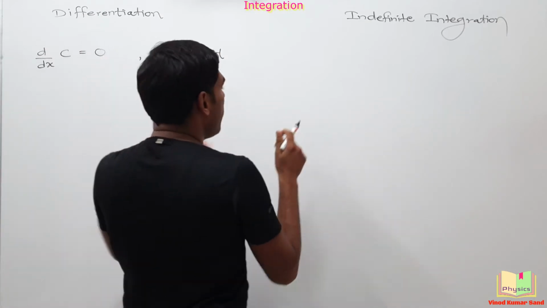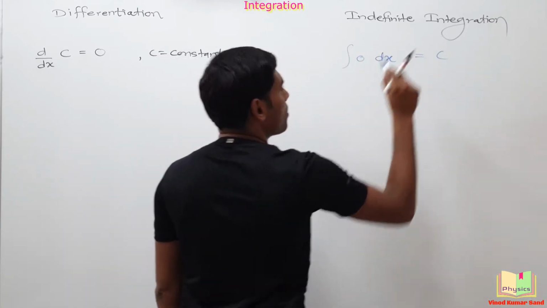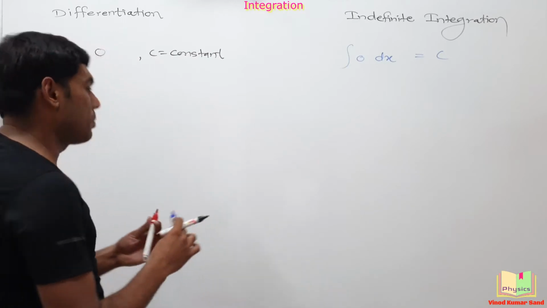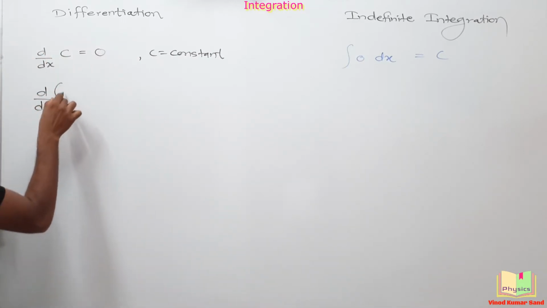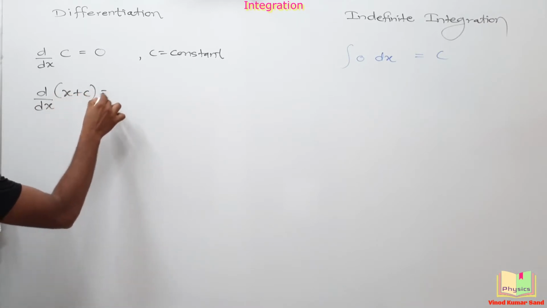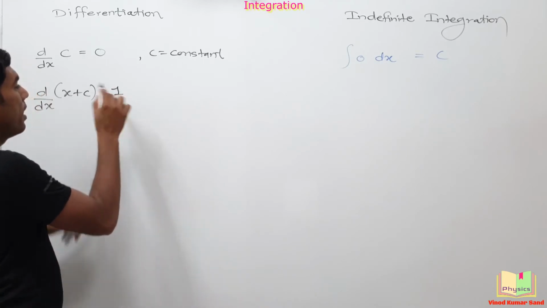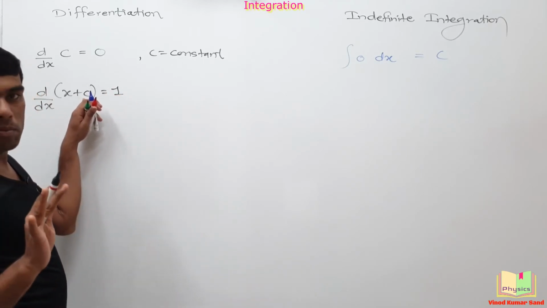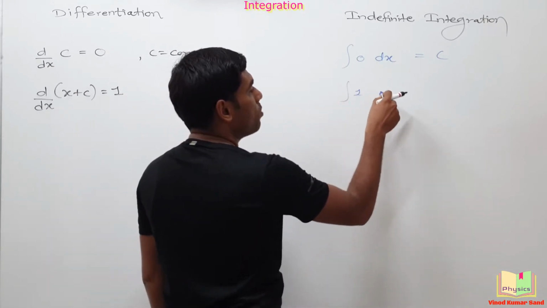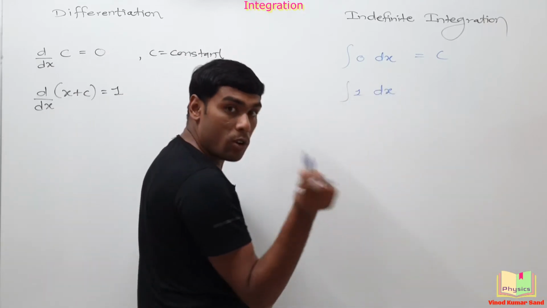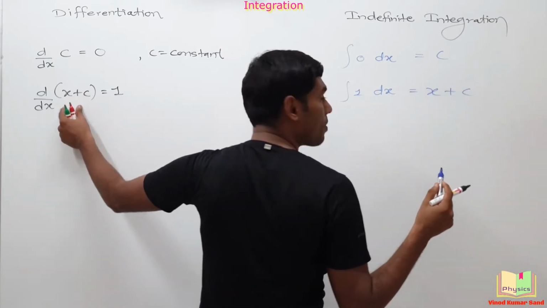Now, if you integrate this 0, your answer will be a constant. You'll understand it. I am taking a few more examples. Suppose you differentiate x plus c, then differentiation of x with respect to x will be 1, and differentiation of that constant will become 0. Now you integrate this 1 with respect to x, then your answer will come out to be x plus c.